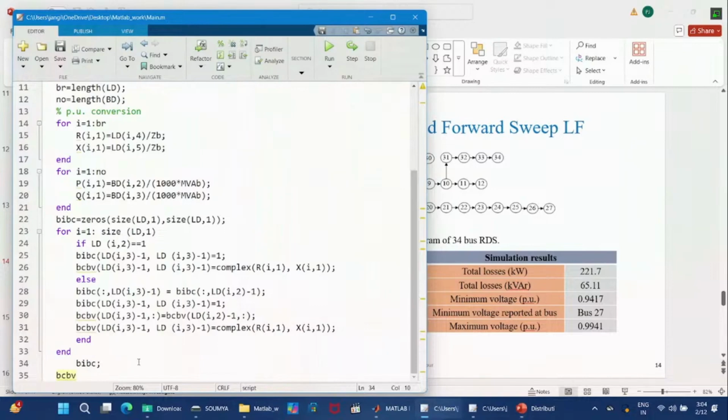So ideally, till now what we have done is calculate the BIBC matrix and the BCBB matrix. Now, based on these BIBC and BCBB matrices, we are supposed to calculate the voltage on each node, or in other words, the del B. So we have to calculate the voltage.